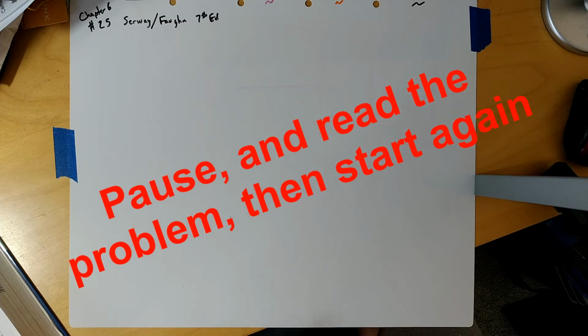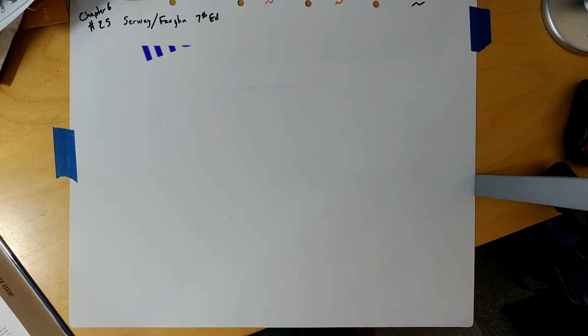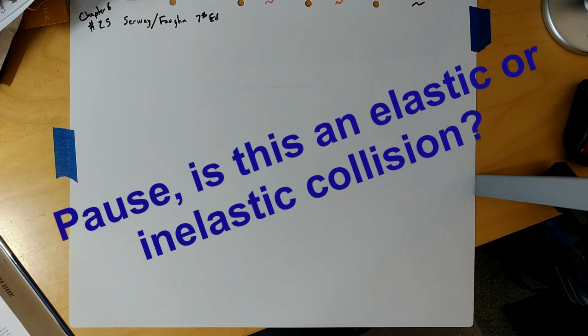So step one is read the problem completely. Okay, an archer shoots an arrow towards a 300-gram target. Okay, so what's the problem asking us? Well, we've got these two objects interacting, and we need to know the speed of the arrow afterwards.